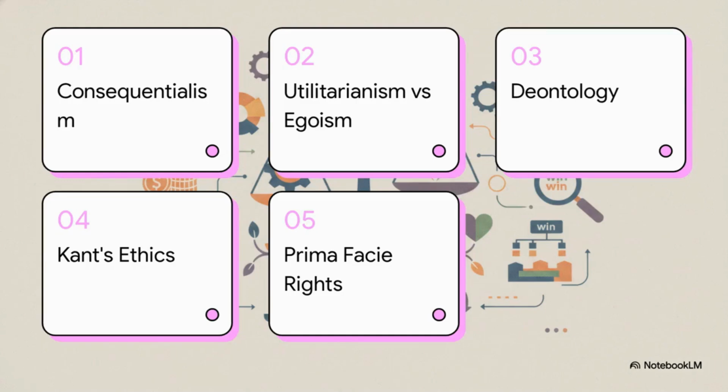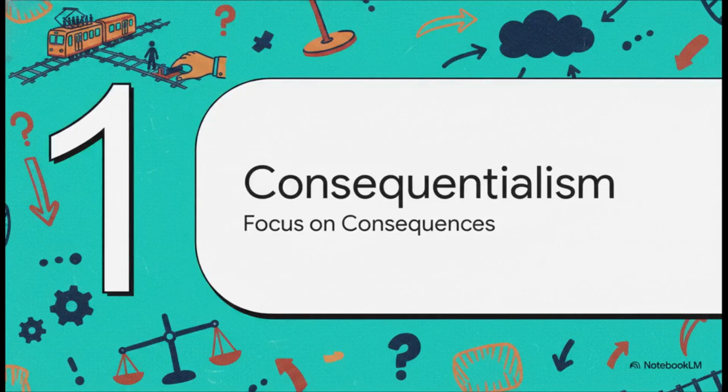Here's our roadmap for today's class. First, consequentialist theories. Second, utilitarianism versus egoism. Third, non-consequentialist theories. Fourth, care ethics. And finally, number 5, prima facie and moral rights. Let's get into it. Starting off with section 1, focus on the consequences.